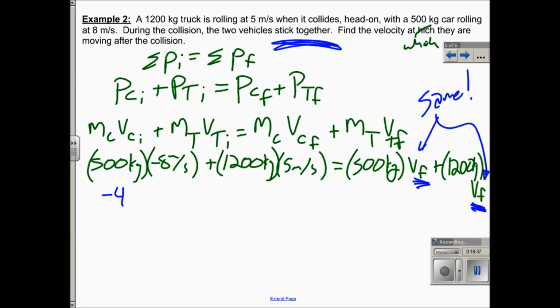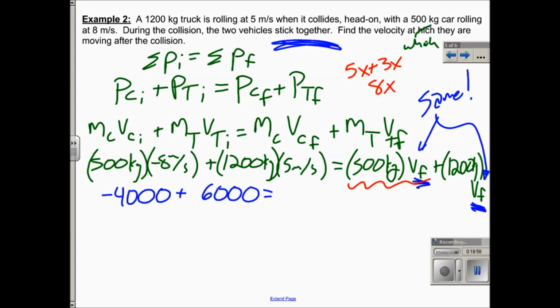You get 500 times negative 8 gives you negative 4,000, plus the 1,200 times 5 gives you 6,000, equals, check it out. Quick side note: what's 5x plus 3x? Isn't that 8x? So what's 500 VF plus 1,200 VF? Oh, that's 1,700 VF, right?